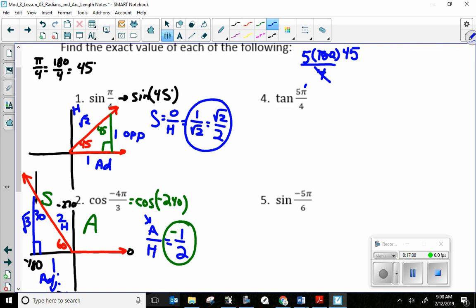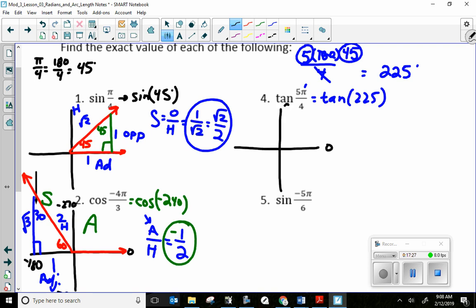If I multiply 5 times 45, I get 225 degrees. So they're really asking me for the tan of 225 degrees. I'm going to draw my axis and my angle. 0, 90, 180, 270. 270 is more than 225, so 225 is going to be right in between.